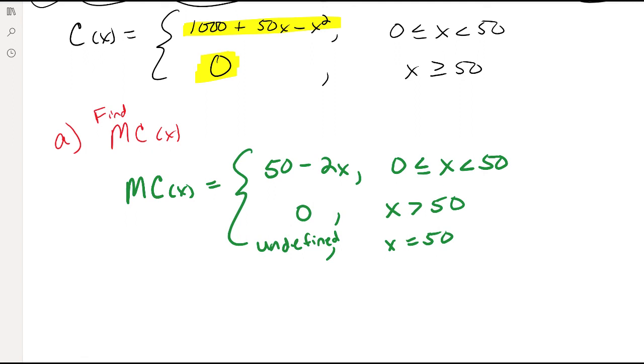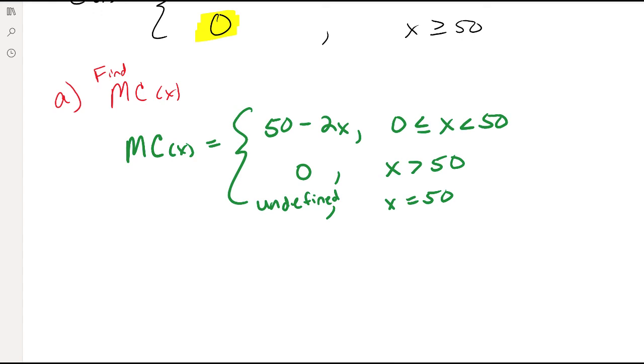So 50 minus 2x for x in between 0 and strictly less than 50. For any x greater than 50, we're going to have a marginal cost of 0. But when x equals 50, our marginal cost is undefined because we don't have the limits agreeing from the left and the right. All right, let's keep the same problem going here.